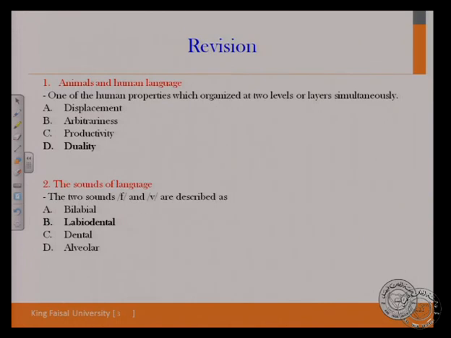Another sample from chapter number 2, which was about sounds of language. Now here you may have a question like this, or different questions, but this is an example of the type of questions which will come from this particular chapter. Here we have the 2 sounds, F and V. These 2 sounds are described as bilabial, labiodental, dental, or alveolar. And here, of course, I have bolded the correct answer. These 2 sounds, F and V, are considered labiodental.